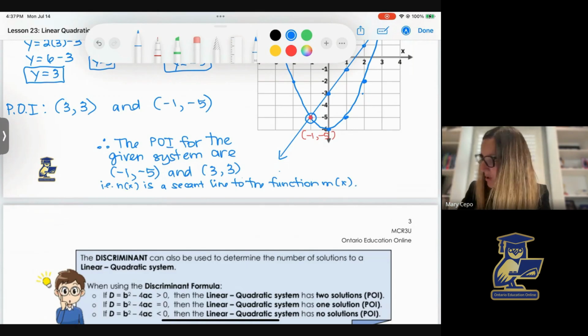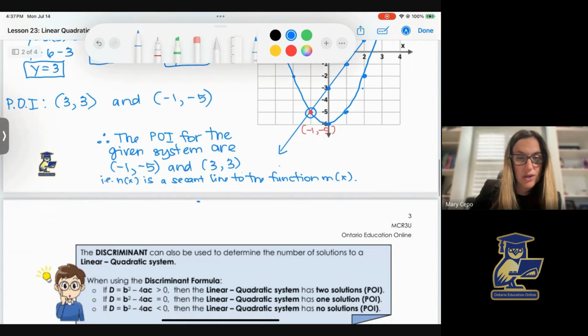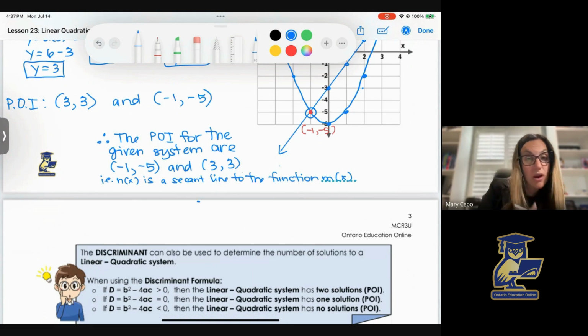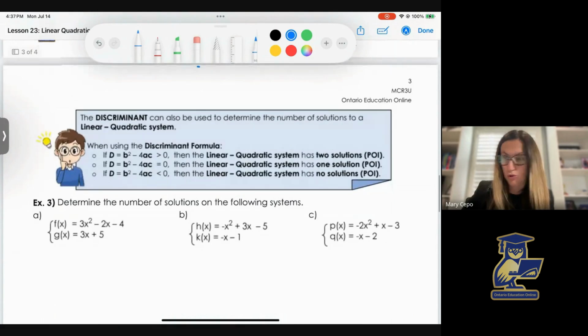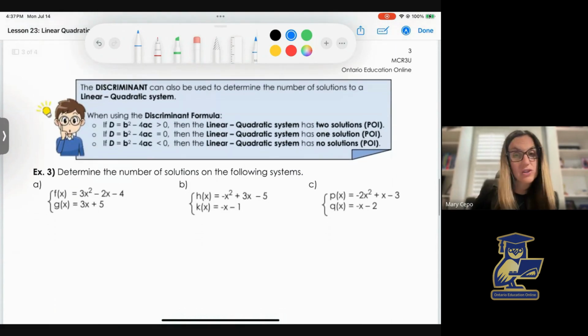Excellent. So with that in mind, when we solve this linear quadratic system, whether it's graphically or algebraically, you have 3 possible solutions. Now, we can actually determine that based on something called the discriminant. The discriminant can also be used to determine the number of solutions to a linear quadratic system.